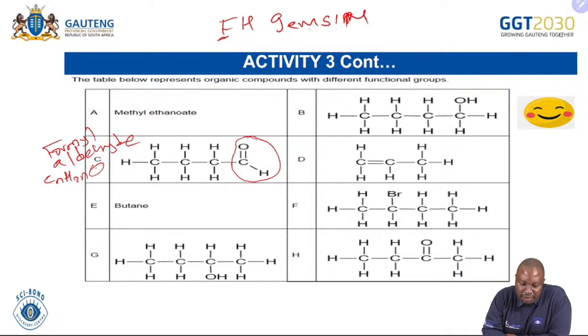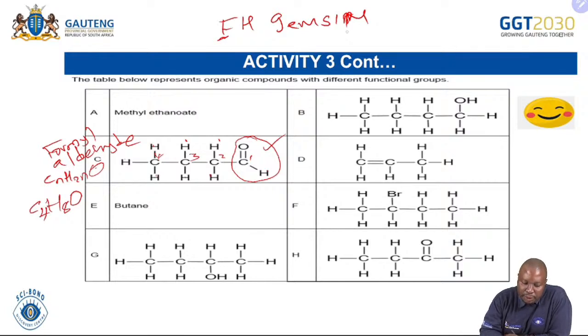The molecular formula for this structure, you count how many carbons do we have. You say 1, 2, 3, 4. So this is a C4. How many hydrogens? 1, 2, 3, 4, 5, 6, 7, 8. So it's a C4H8O. So that is your molecular formula. Structural formula is given.